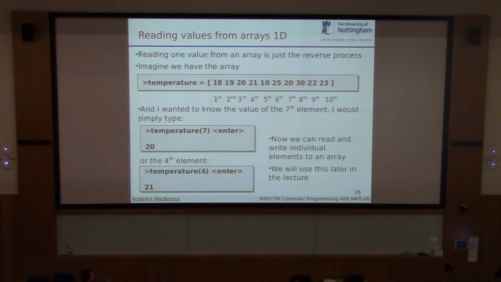All you do is type the name of the array, so temperature, this is the name of this array, open round brackets, and then the index of the item of the array you want to get. So if you want to get the 1, 2, 3, 4, 5, 6, 7th element in the array, just go open round brackets, 7, close round brackets, and it'll print 20. Okay? If you want the 4th element, so 1, 2, 3, 4, just go temperature, open round brackets, 4, close round brackets, and you can extract any element from the array you want.